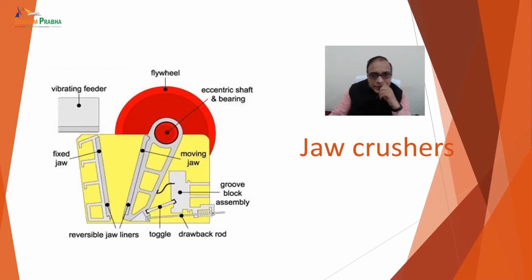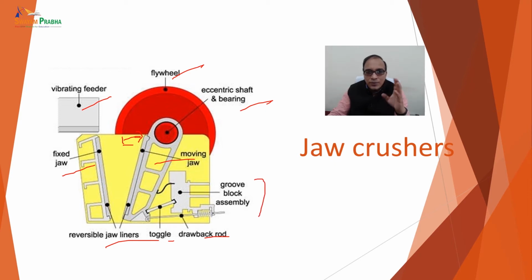Let's see this in the diagram. This is the fixed jaw, the anvil, and this is the moving jaw. The fixed jaw is vertical, and the moving jaw works in the 20 to 30 degree range. This is the flywheel, and the eccentric shaft and bearing are there for the movement of the moving jaw. The vibrating feeder is at the top of the fixed jaw, and there are reversible jaw liners, toggle, drawback rods, and the groove block assembly.